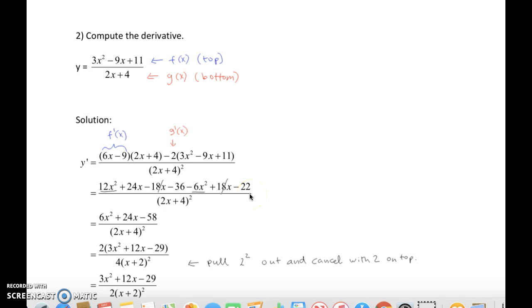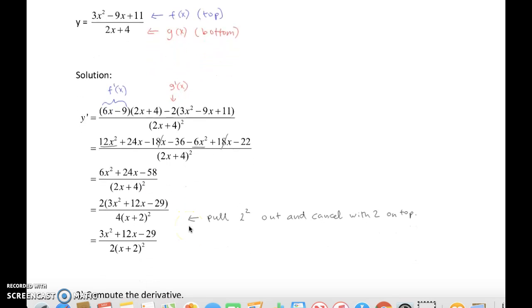And the first thing we're going to see is our 18x's are opposite signs, and they're going to go ahead and cancel. And we have a negative 6x squared we're going to combine with our 12x squared. And that ends up with a positive 6x squared. We have a positive 24x, and then our negative 36 minus negative 22 is going to give us a negative 58. And that's going to be over our 2x plus 4 quantity squared.